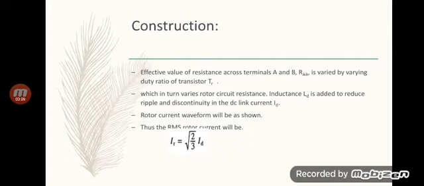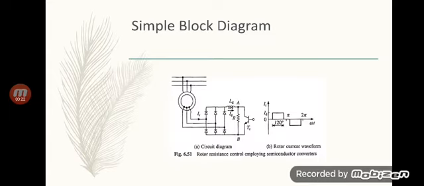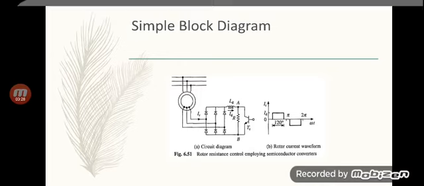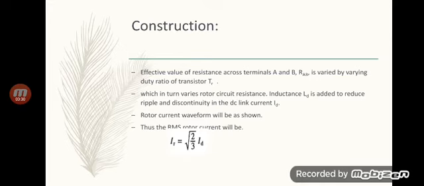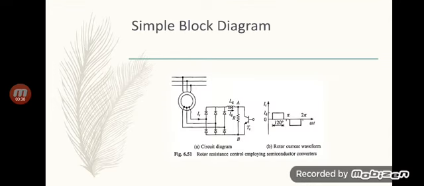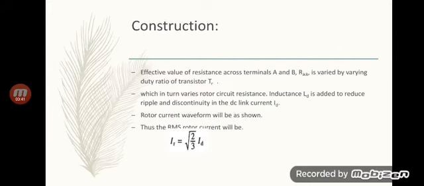Construction: the effective value of resistance across terminals A and B, that is RAB, is varied by varying the duty ratio of transistor TR. By varying this transistor's duty ratio, the rotor circuit resistance is in turn varied.